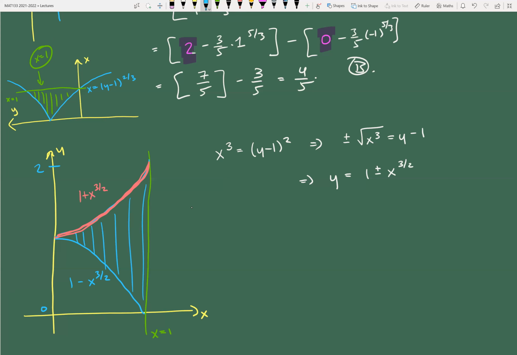Okay, and so now we could do our integral as the integral from 0 to 1 of the green curve, 1 plus x to the 3/2, minus the blue curve.